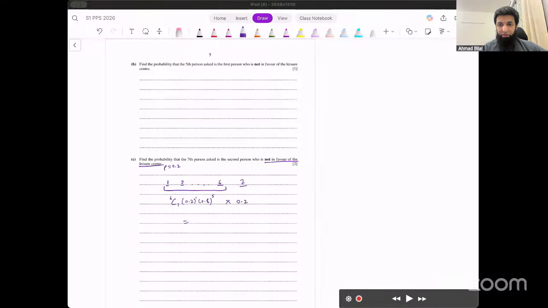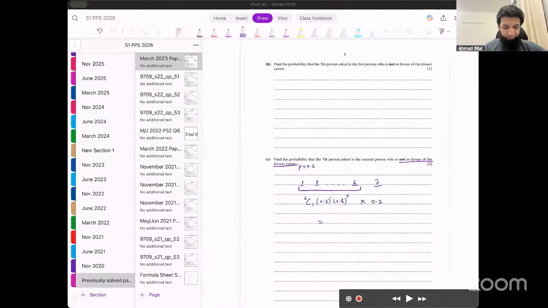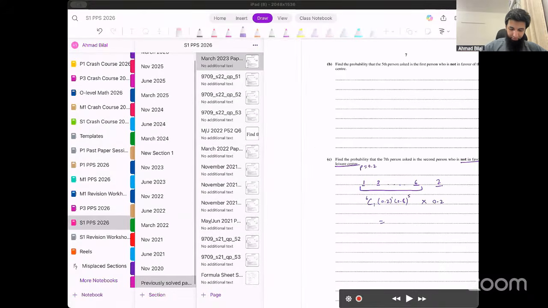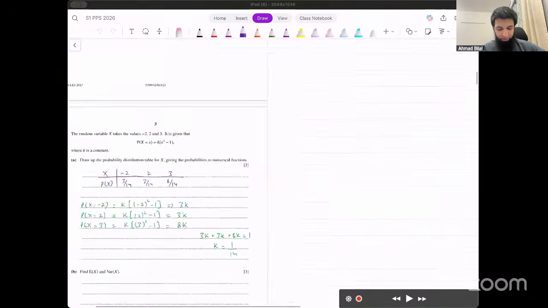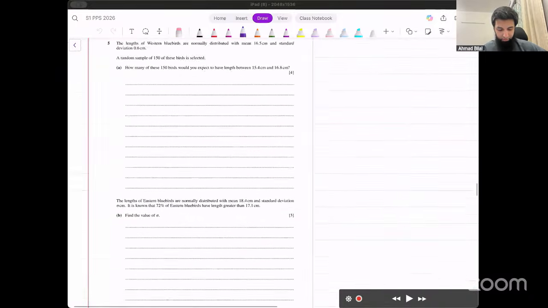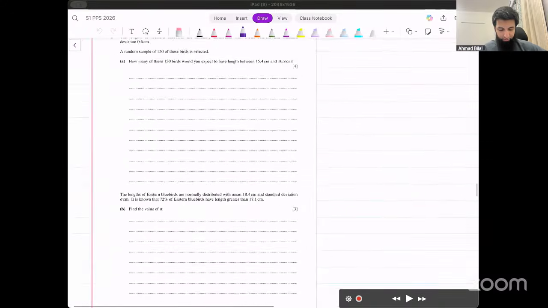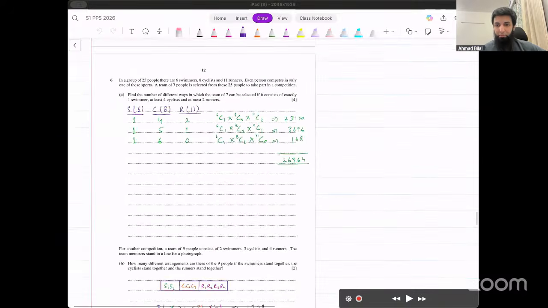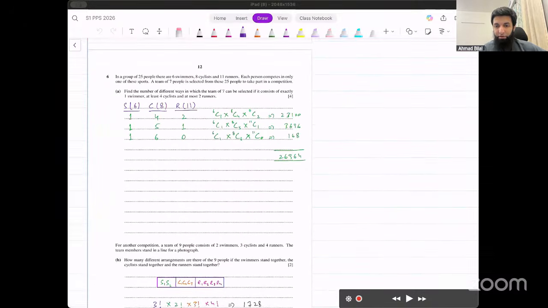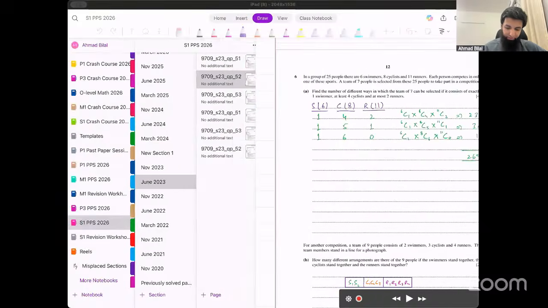अच्छा, that's May June 23, paper 5-2, question number 6, part C. Was it 5-2 or 5-3? 5-3, okay.